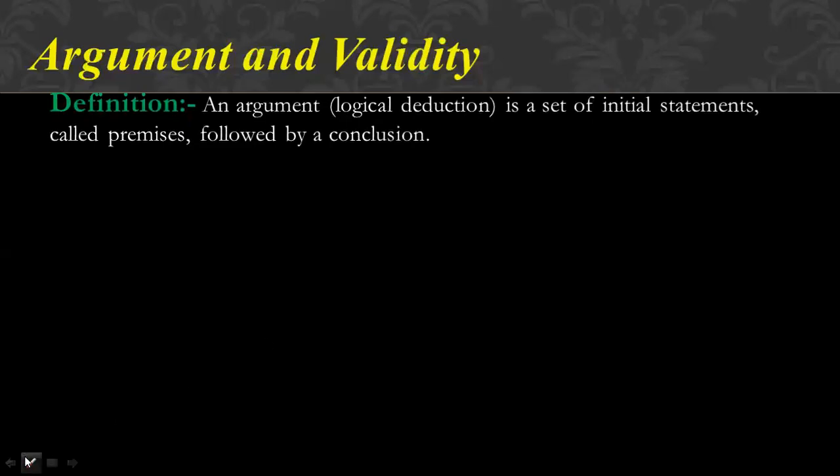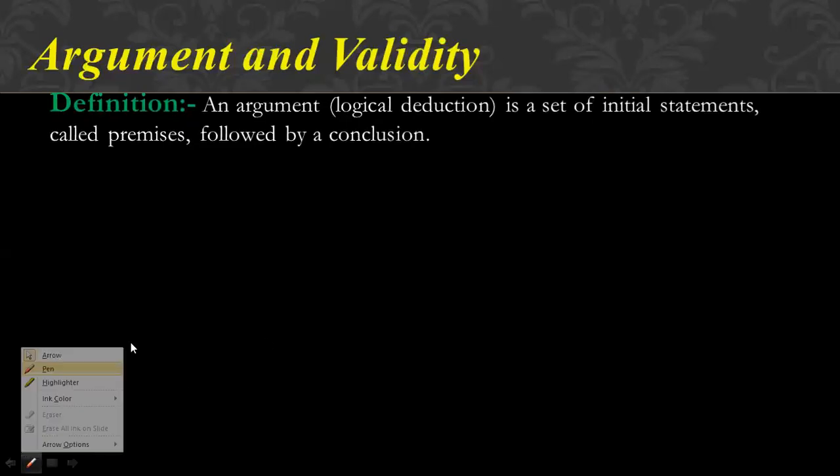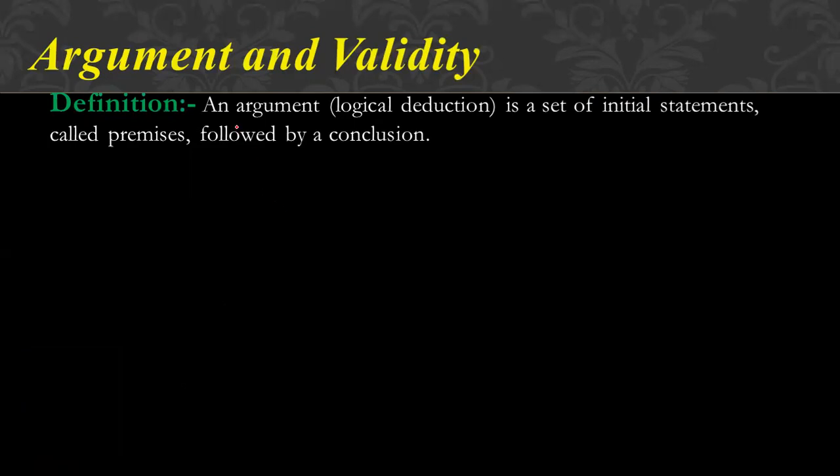As a definition, an argument of logical deduction is a set of initial statements called premises, followed by a conclusion. So an argument is a combination of a set of initial statements that yield or give a certain conclusion. The combination of these two forms a deduction, which is said to be an argument.